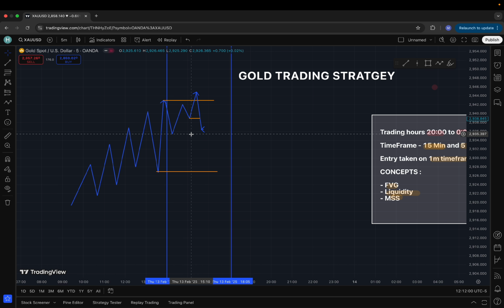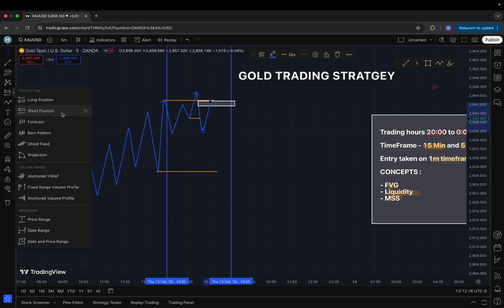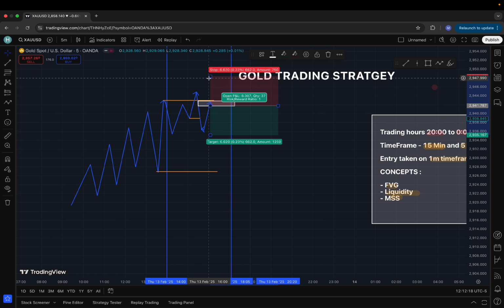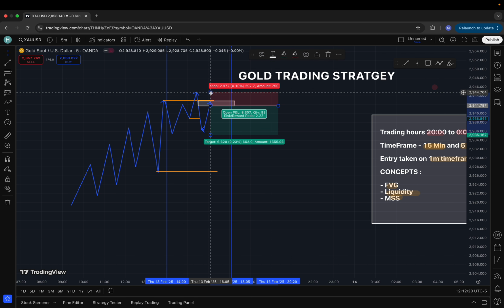And once that's happened, what we want to wait for is an order block or a fair value gap. In this case, we're going to do a fair value gap, something like this. And what we want is a simple retracement. And there we would take our entry. So we'd take a short position, stop loss above these highs, and we can target any liquidity.